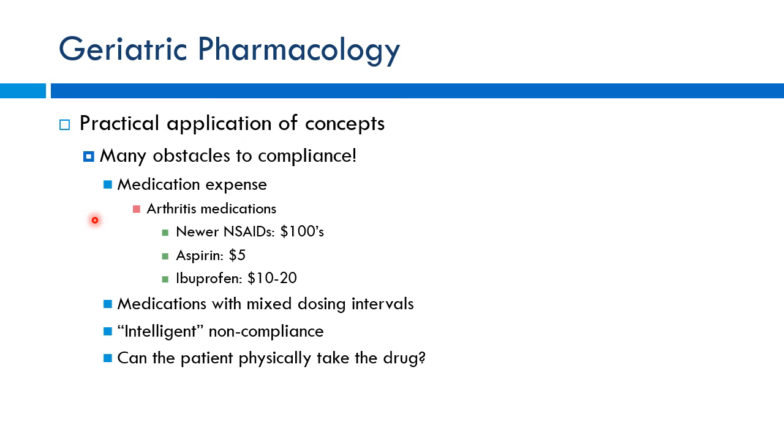$1,000 for a month's worth, versus you can just use aspirin. It's $5 for a month's worth, or you can use ibuprofen or something, right? Sometimes the cheaper stuff is okay. You can get away with that. There might be specific instances where that newer one is better. That's fine, but think about what the patient can afford.